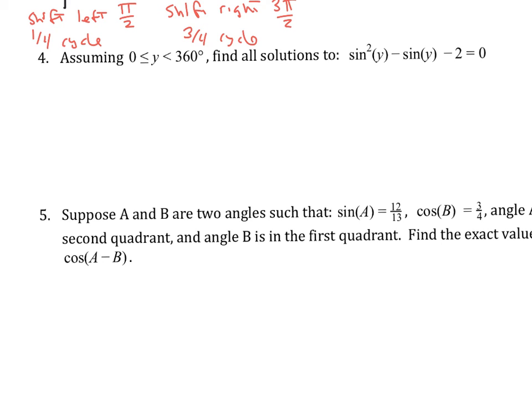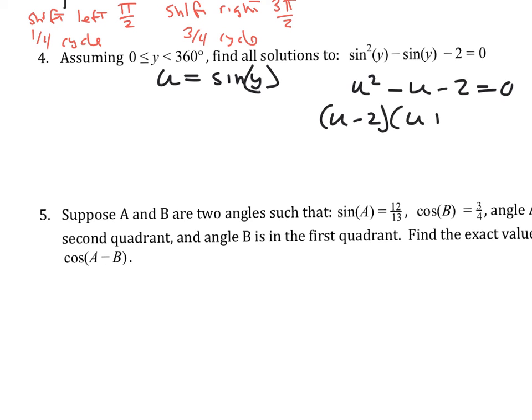Number 4, probably something, I don't know if we had this in the homework or not, this is interesting. The thing to recognize about this equation is that it looks sort of like a quadratic. You have something minus a constant equals 0. So we could use a substitution and say, for example, u equals sine of y. And by doing that, I would then rewrite this equation as u squared minus u minus 2 equals 0. And then I could factor that. U minus 2 times u plus 1 equals 0.